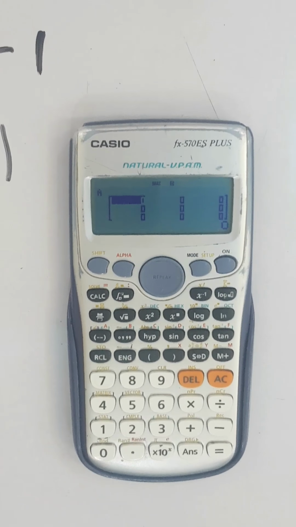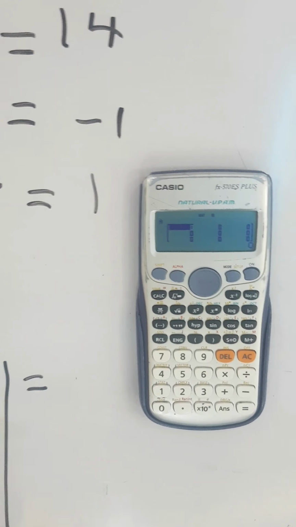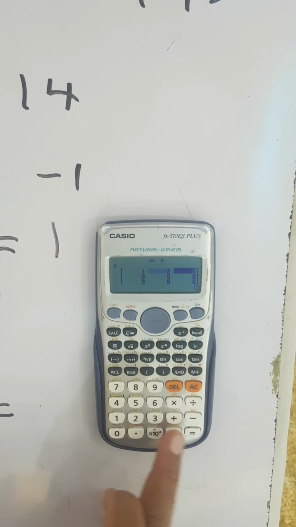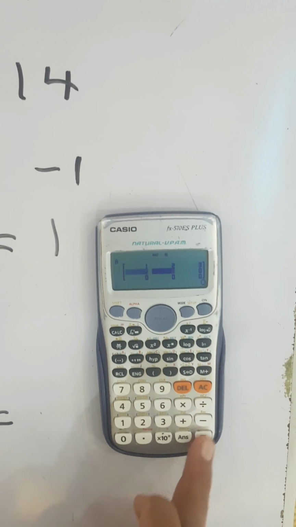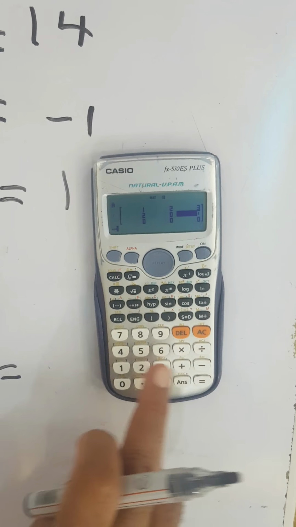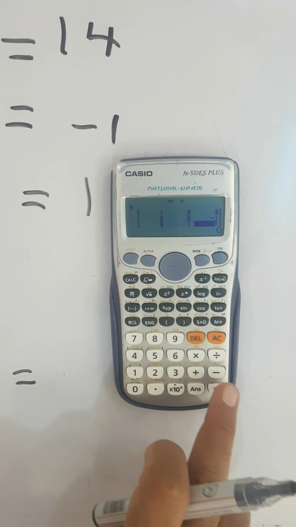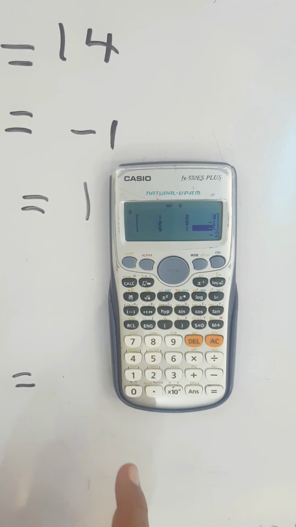Then we write down the elements of delta: 1 equal, 2 equal, 3 equal, 2 equal, 0 equal, negative 1 equal, 5 equal, 1 equal, negative 2 equal.